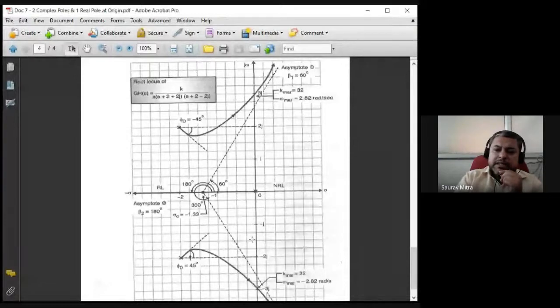One is 60 degree, one is 180 degree, another is 300 degree. That means you have to draw these lines. So sigma c will be found as minus 1. Okay, so how do we find sigma c? Divided by 2. So this thing is minus 2 plus j2, and below is minus 2 minus j2, divided by p minus z. I made a mistake. I said sigma c is at minus 1, but sigma c is at minus 4 by 3, that is minus 1.33.